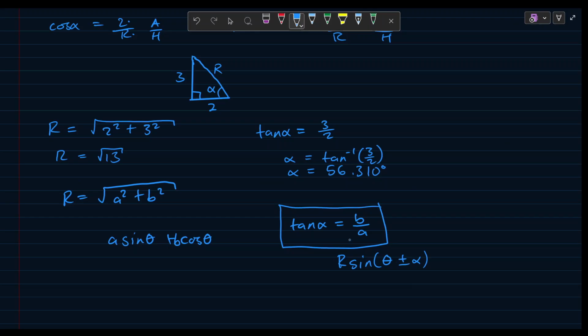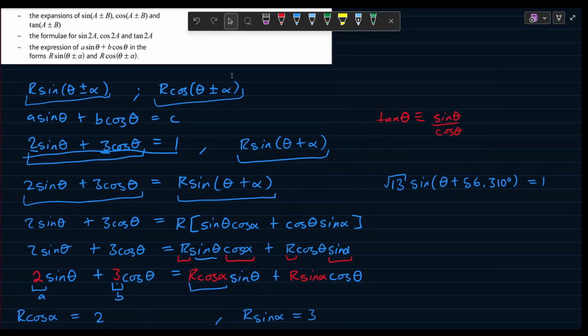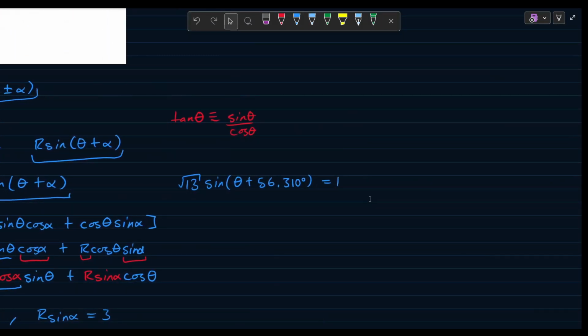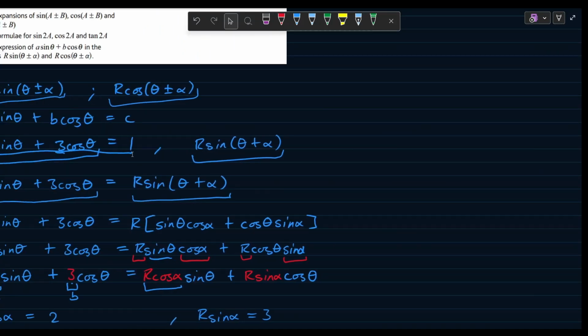Alright, well, we're going to do the derivation for r cos as well, just to show that this changes. So this specifically, tan alpha is equal to b over a, only works for r sine theta plus or minus alpha. You find that r is equal to root a squared plus b squared is consistent for both r cos and r sine. So we're going to take the same problem that we have, and on the side here, I want us to move to r cos instead of r sine.